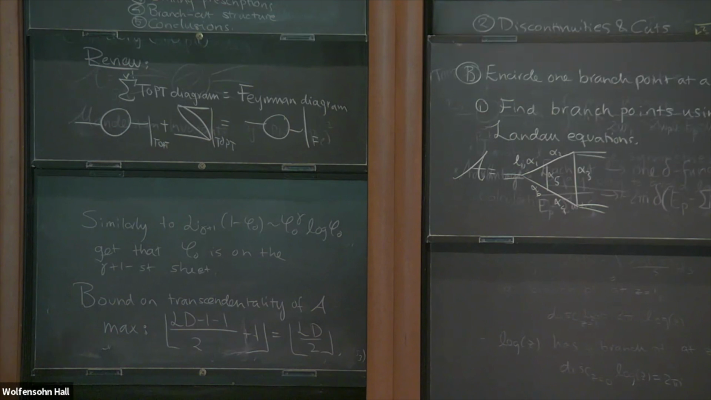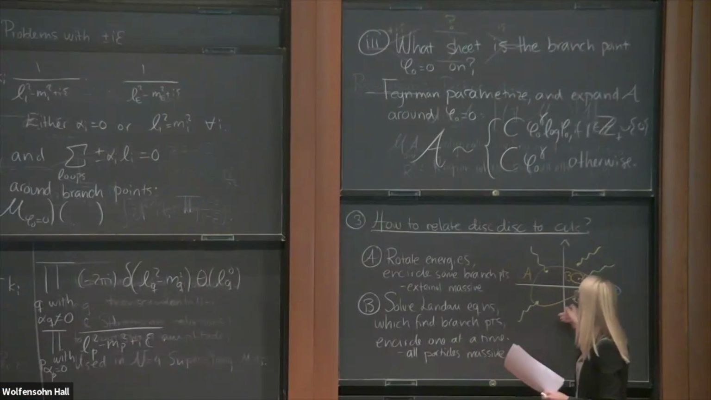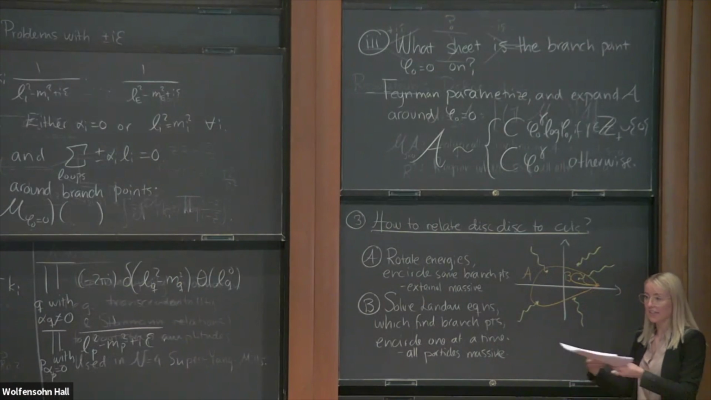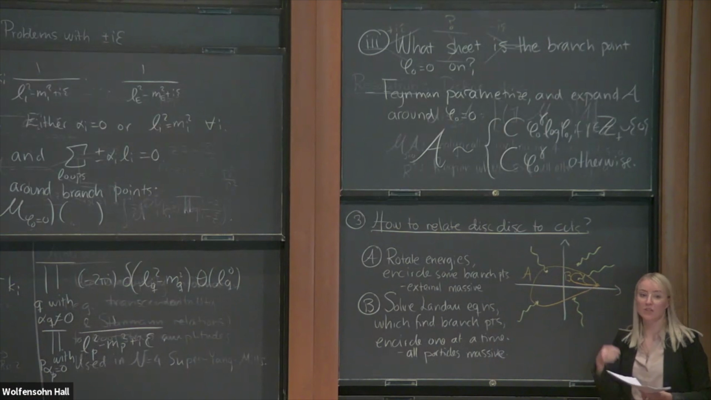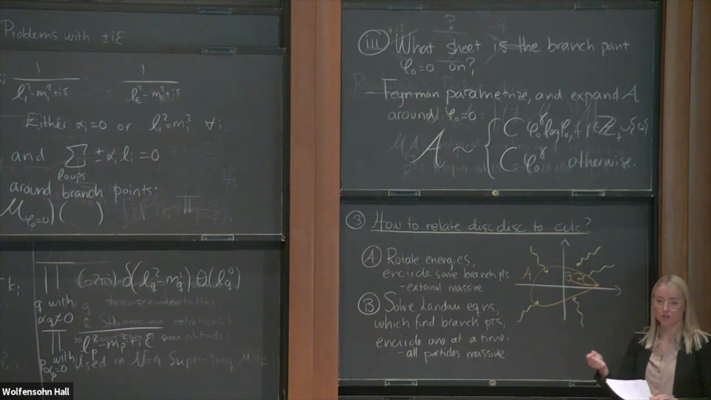So that concludes what I wanted to say. So let me summarize all of it in point 5. What we did was that we looked at how to define discontinuities in a way that we could generalize to sequential discontinuities. And then we had 2 ways of relating them to cuts. So we had 2 different cutting prescriptions that are written here. In A, we did an energy rotation and proved some relations using time order perturbation theory. While in B, we found the location of the branch points using Landau equations and encircled one at a time.